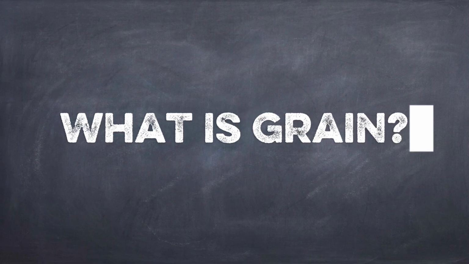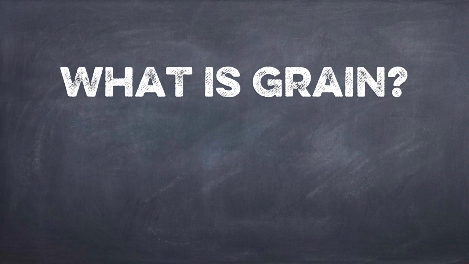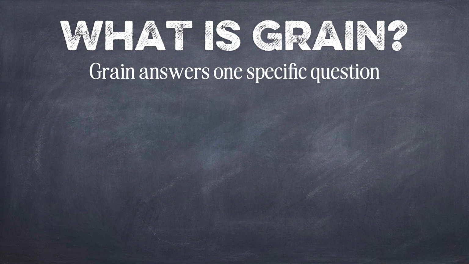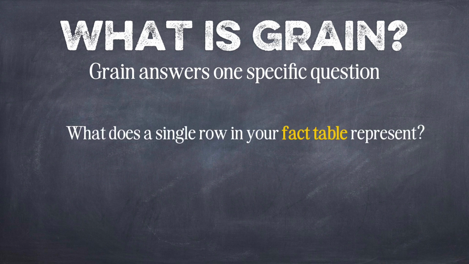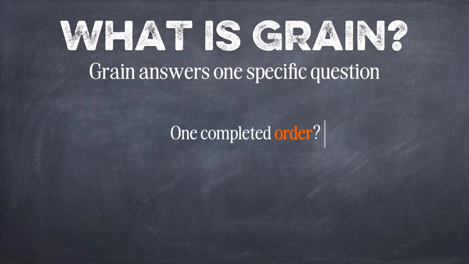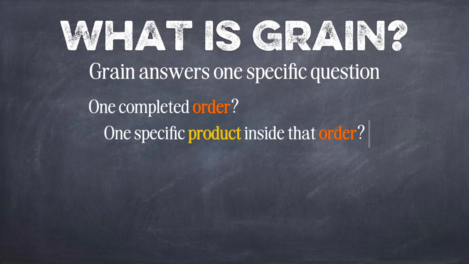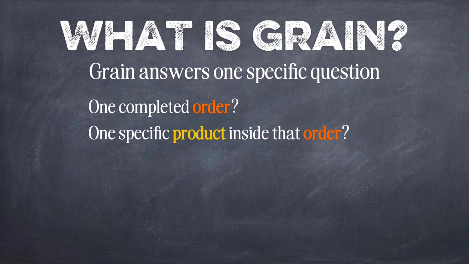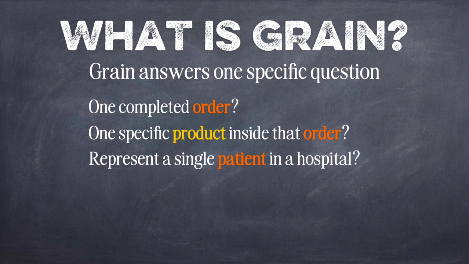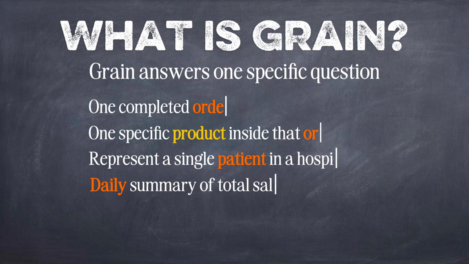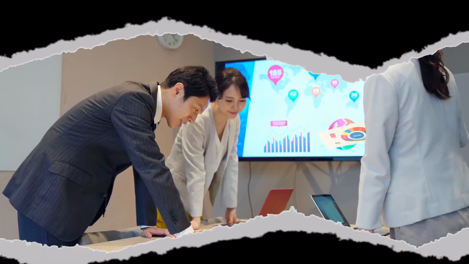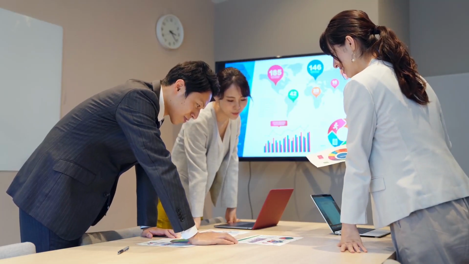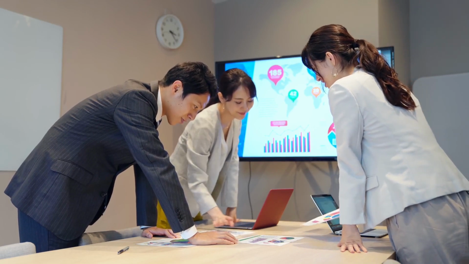So, what is grain? In simple terms, grain answers one specific question. What does a single row in your fact table represent? Does it represent one completed order or one specific product inside that order? Does it even represent a single patient as in a healthcare dataset? Or a daily summary of total sales? Does that sound simple? Well, this is where the problem starts. Grain is not just a technical configuration in your database. It is the business decision that strictly dictates what questions your data should and should not answer.